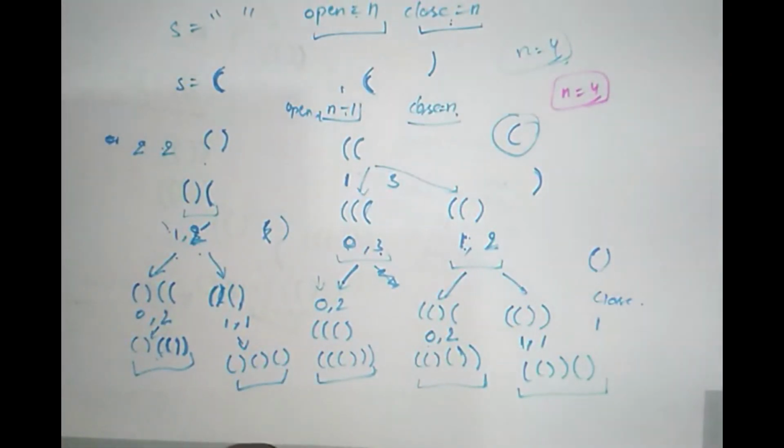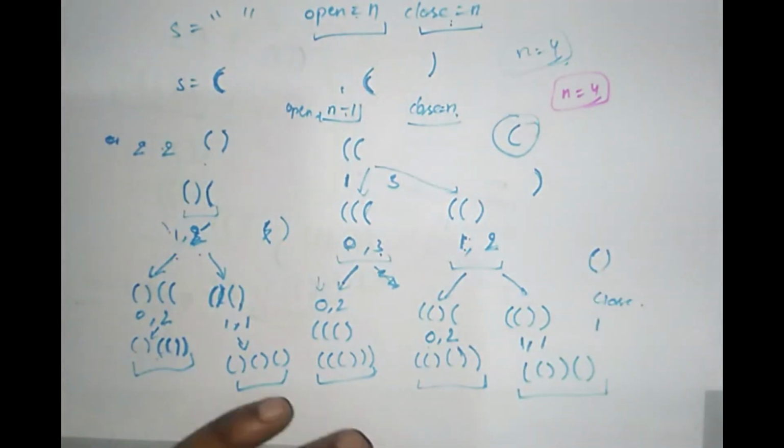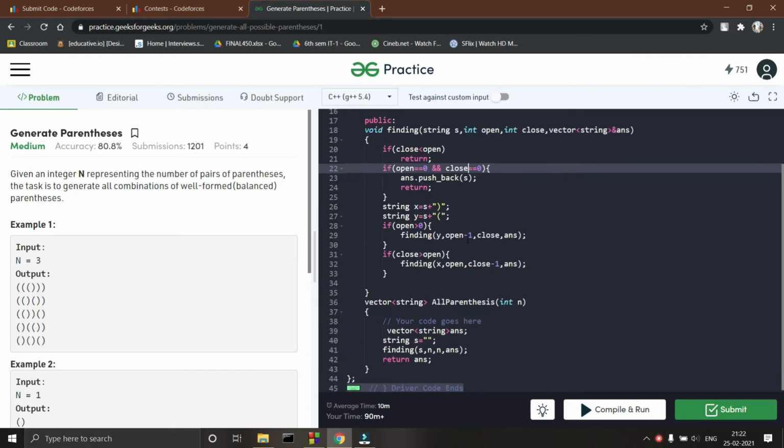Okay, so now I am going to tell you the code. What will be the code for solving this problem? Okay, so let's move toward the coding solution. What I did in my code. So firstly we have to return a vector of strings in which we are going to have all the valid permutations of parentheses. So I have created a vector of strings, answer, and initially an empty string s.